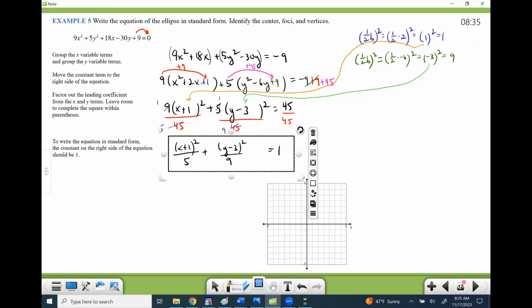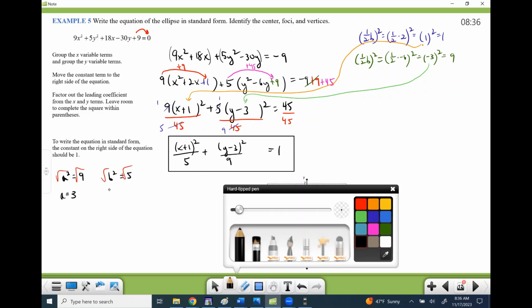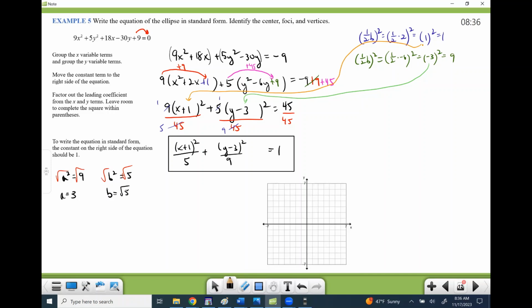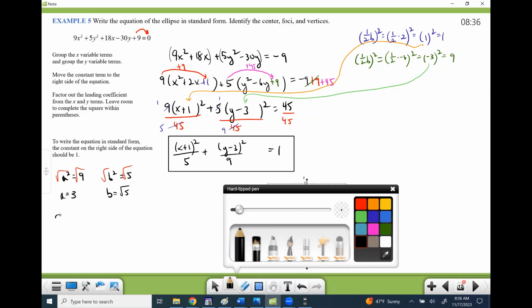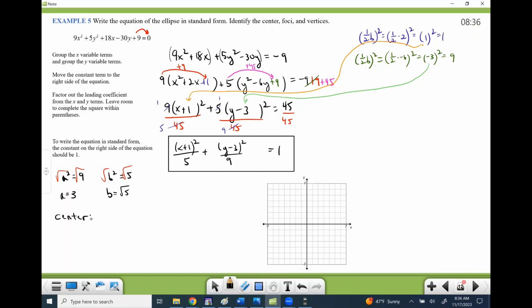Okay, so let's go through the things that we need to find. A squared is always the bigger number. So a squared would be 9 in this case, and b squared would be 5. If we square root, we get that a equals 3. And if we square root here, well, it's not going to be perfectly square rootable, huh? So it just stays square root of 5. All right, our center, take a moment, see if you can get it. Hopefully you said -1, +3.